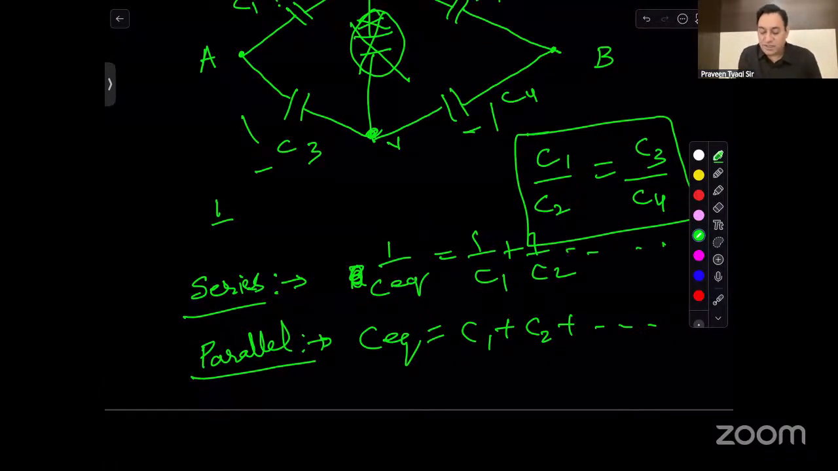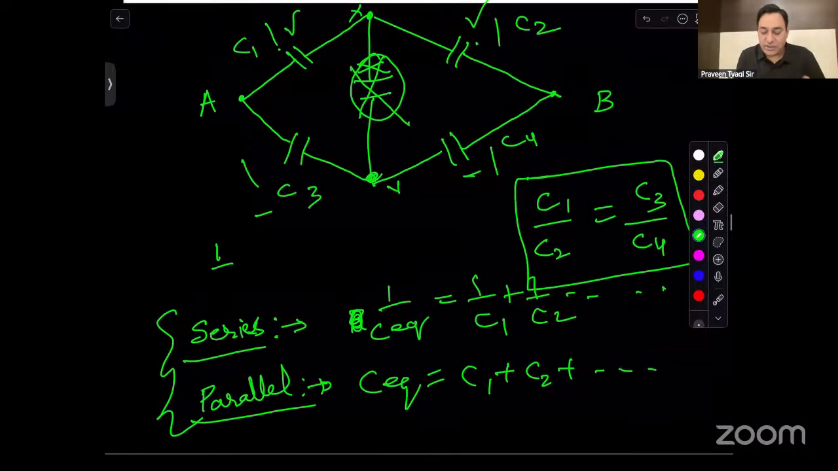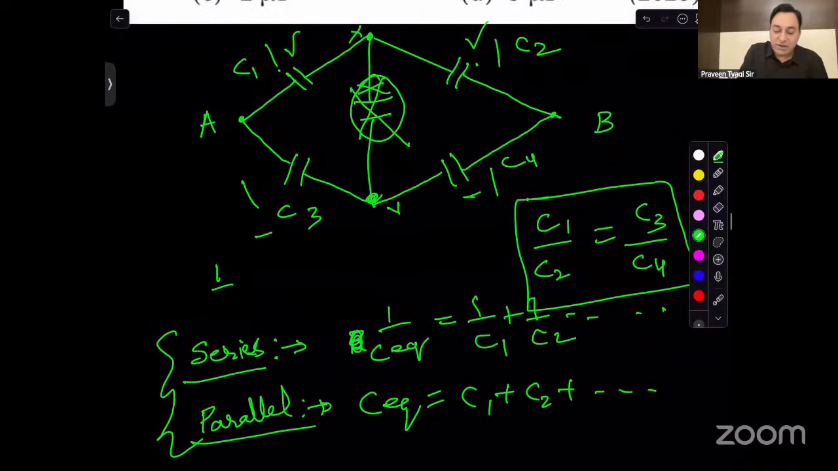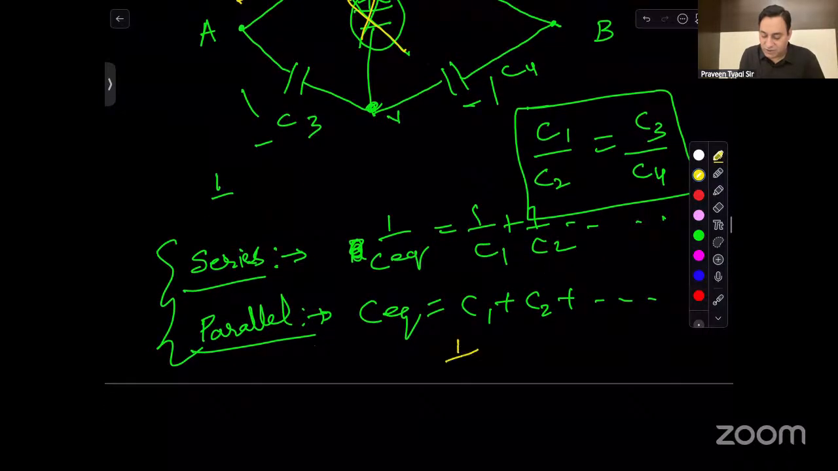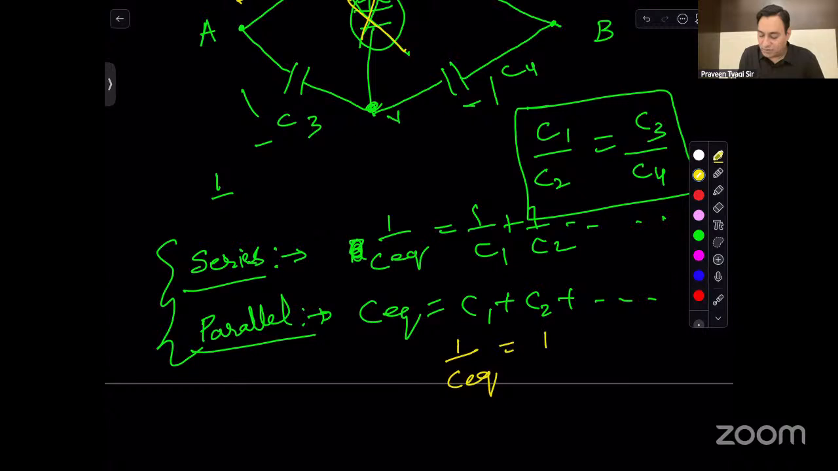So this is opposite to resistance. So remember these results, and you can directly apply them. You can see C equivalent for these 2, this and this. This has been omitted because it's a balanced Wheatstone bridge. So they are in series. So 1 upon C equivalent is equal to 1 upon 1 plus 1 upon 1, and there'll be 2. So C equivalent is 1 by 2 for the upper 2.